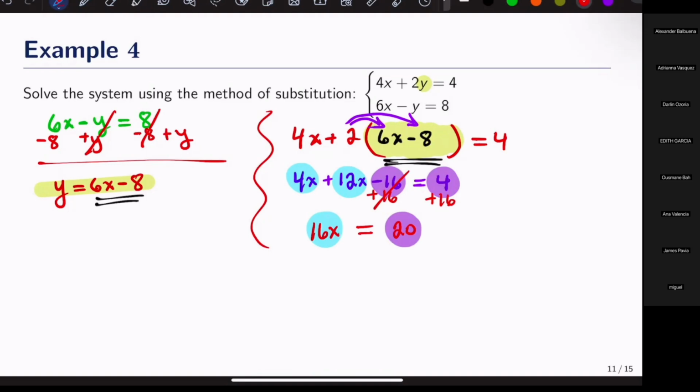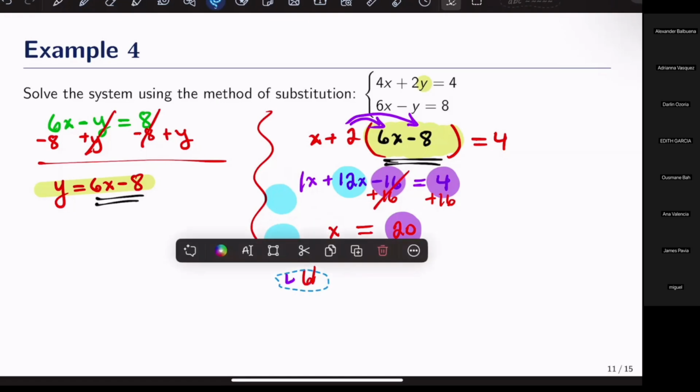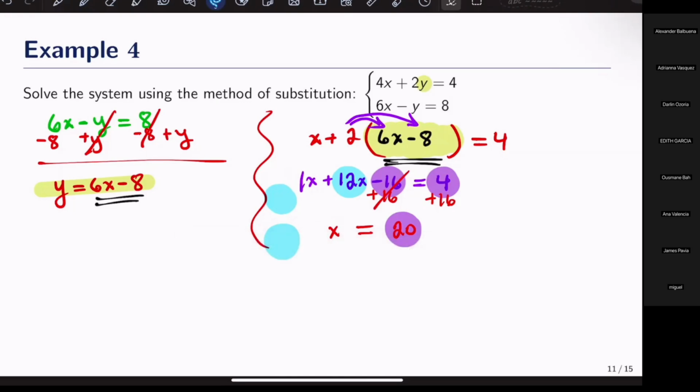Did I make a mistake? Oh, yes, I did, right? It shouldn't be 4x, it should be 6x. Thank you. Thank you for paying attention. Yeah, anytime I make a mistake, either just unmute yourself or write it in the chat. So that's 6x.